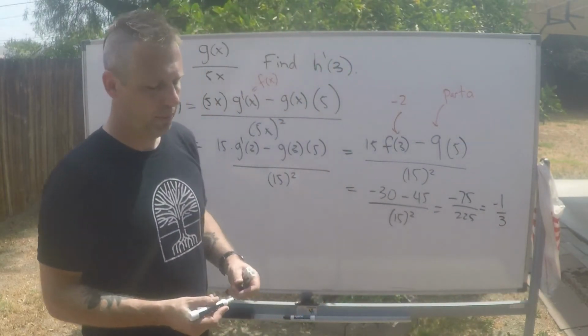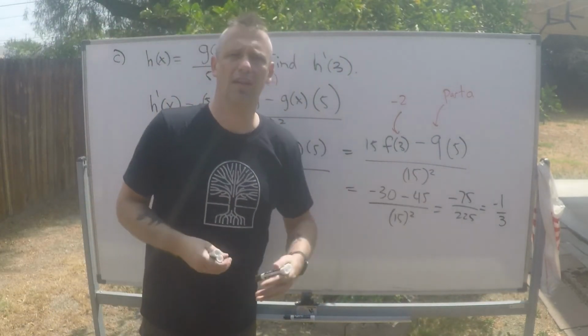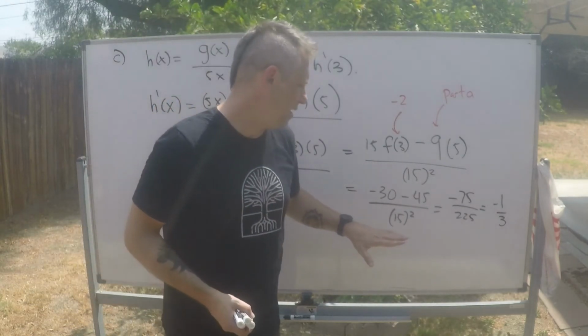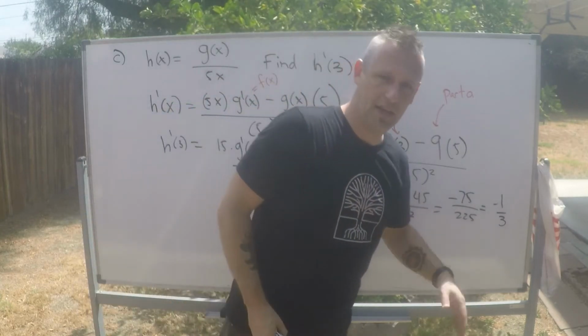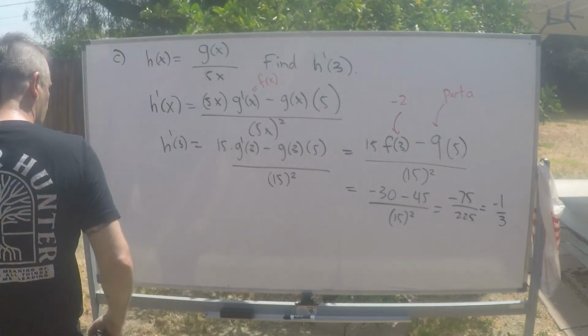I should point out that for the purposes of the AP exam, you don't have to do a lot of this simplification. If you kind of stopped probably right here, you would be good. You certainly don't have to get to -1/3. Okay, so that's part C.